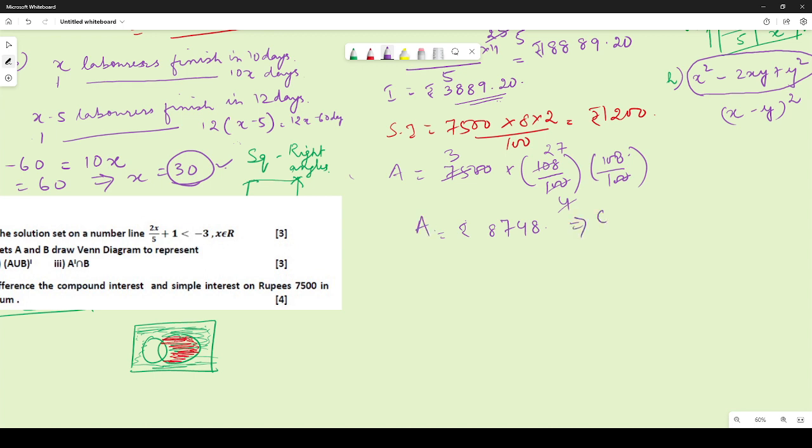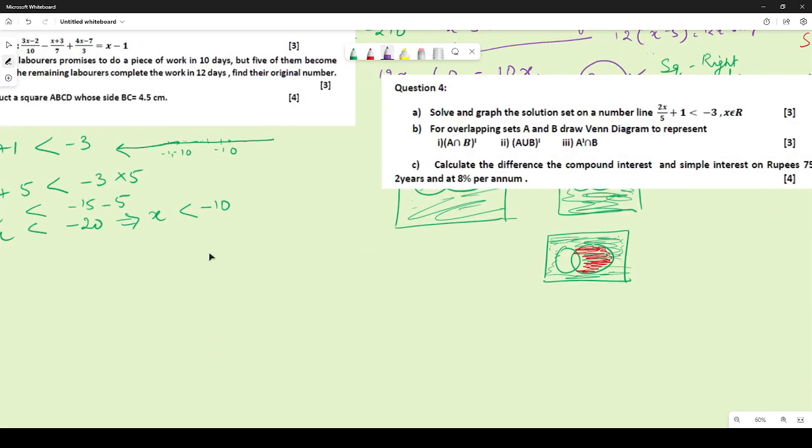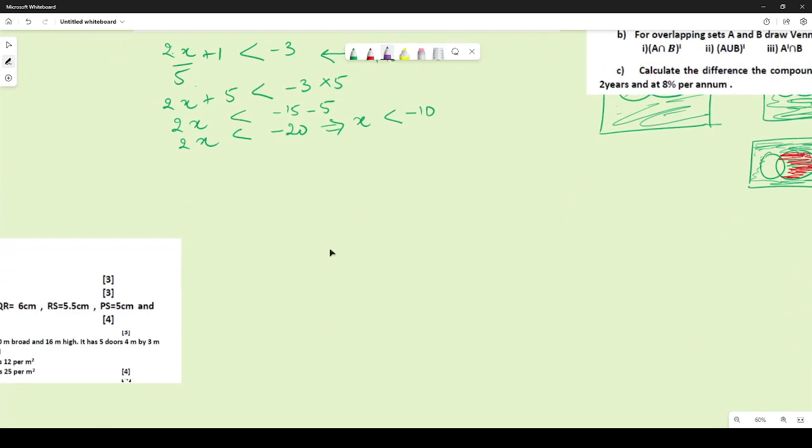So the compound interest will be equal to 8748 minus 7500, that is equal to rupees 1248, right? So you see the difference between the simple interest and the compound interest. The difference will be equal to rupees 48. That is the entire answer that you had to do. Simple, isn't it? Now let us move on to the next part.